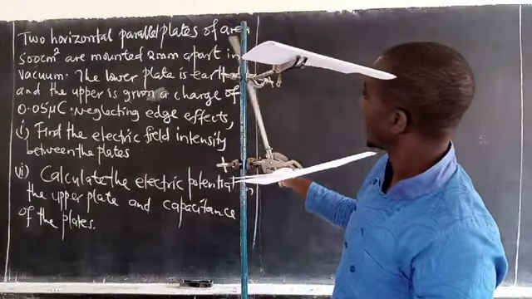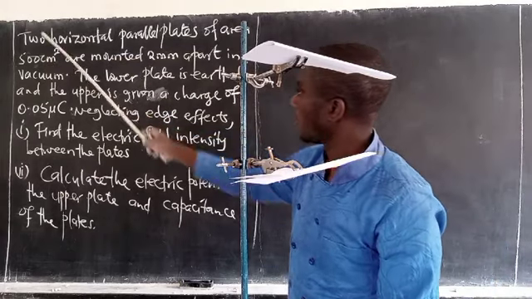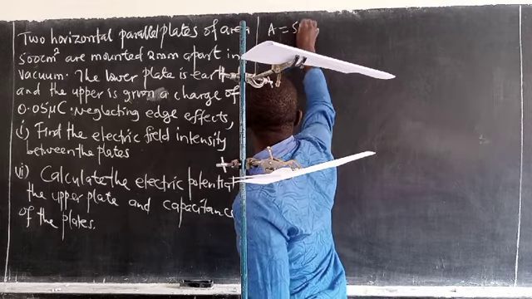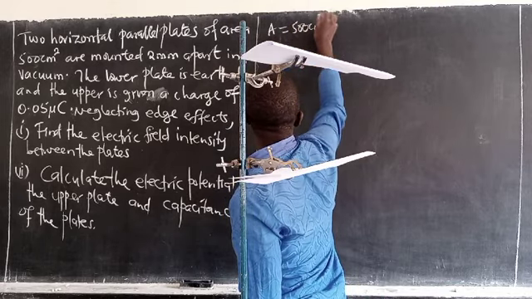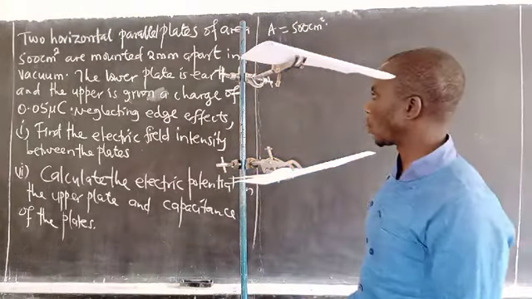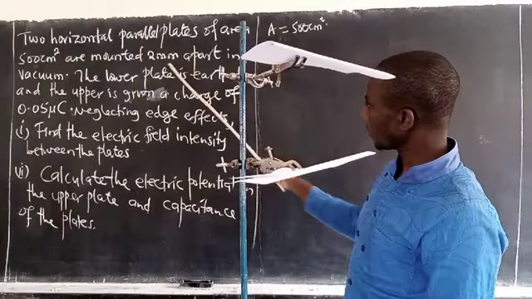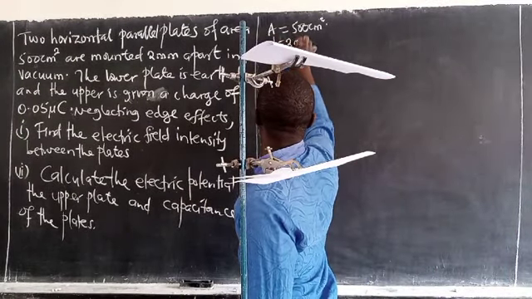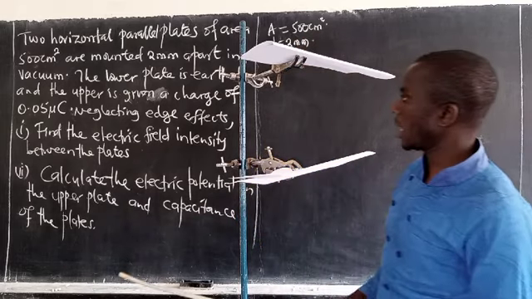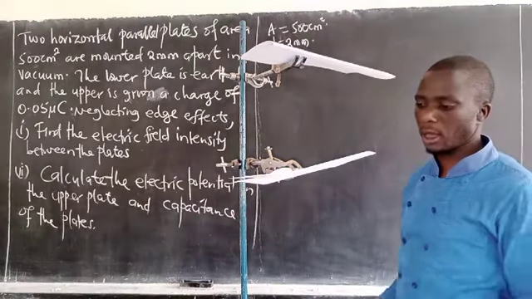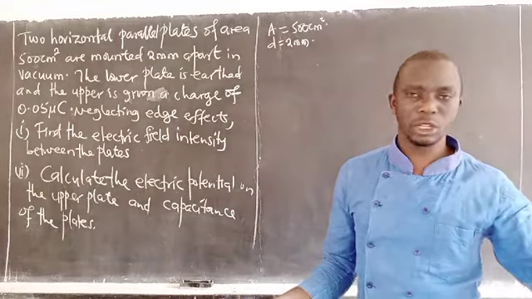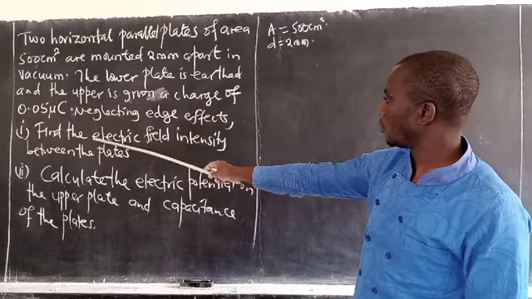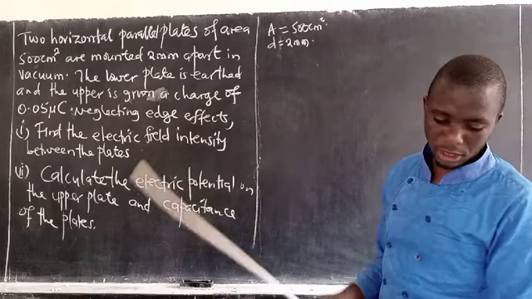We are told that they have an area of 500 centimeters squared each. Of course, we shall change it into meters squared. Then the distance of separation is 2 millimeters, which we are also changing to meters when we are doing the calculation. And then we want to find the electric field intensity between the two plates.